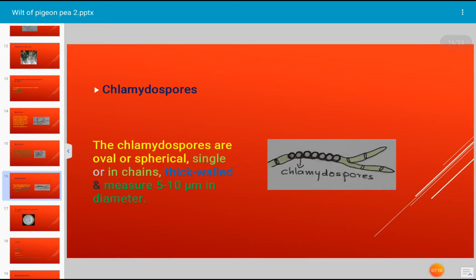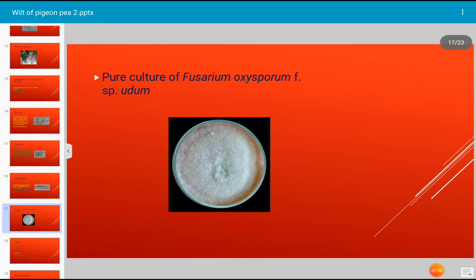Fusarium oxysporum also produces another type of spore, the Chlamydospores. Chlamydospores are oval or spherical, and they are produced singly or in a series. They are thick-walled spores and mostly produced in unfavorable environmental conditions, and they measure about 5 to 10 micron in diameter.